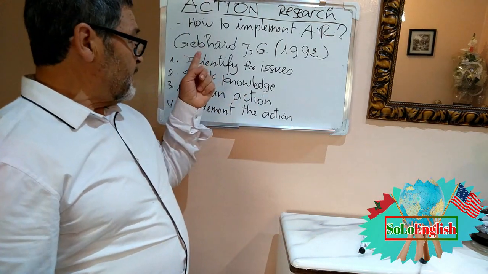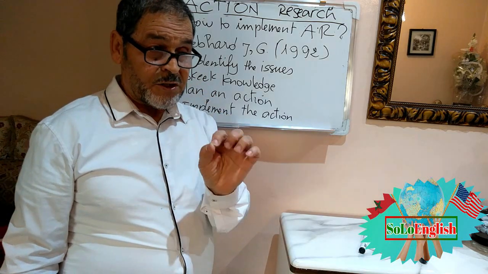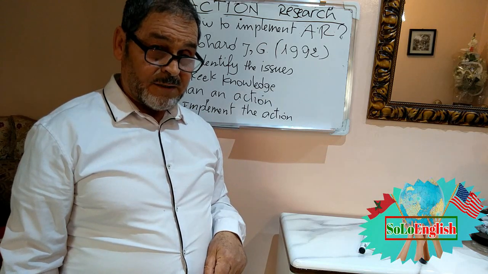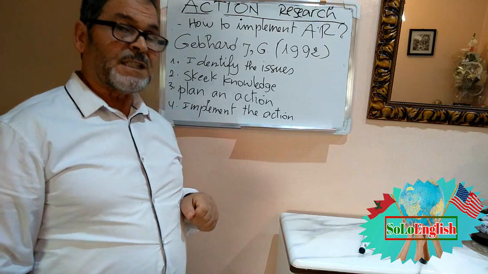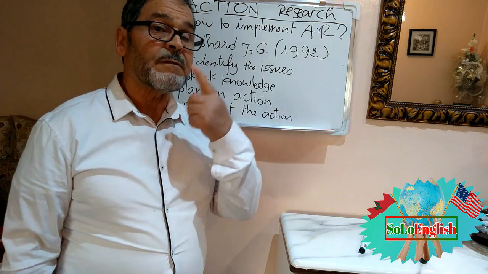So the main point is to identify the problem. We choose one issue, one problem, in which we make an action research. Then the second point is to seek knowledge. How do we get knowledge? We get knowledge through observation.